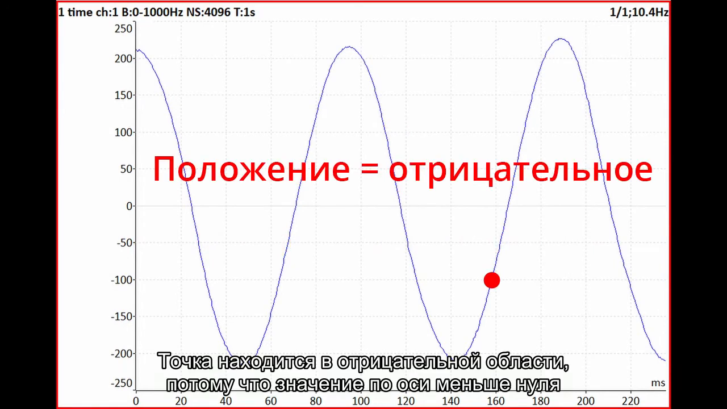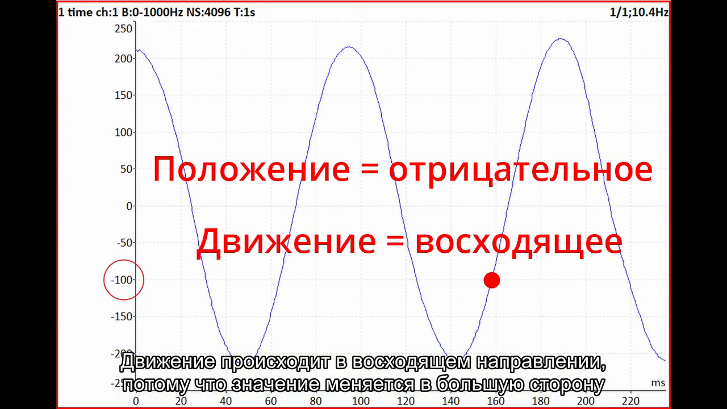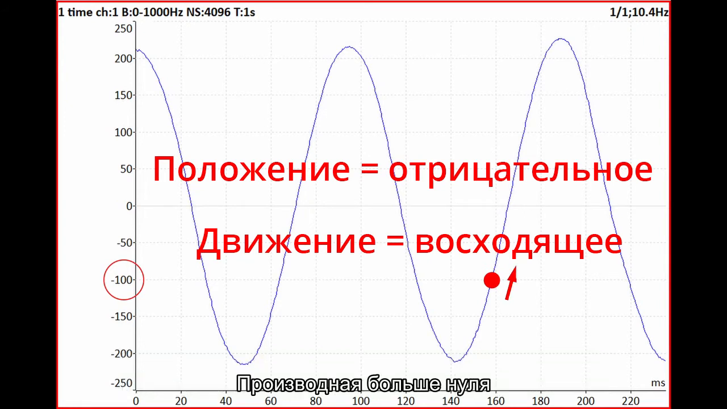The position is negative because the value in the graph is less than 0. The movement is positive because the value change is upward. The derivative is greater than 0.